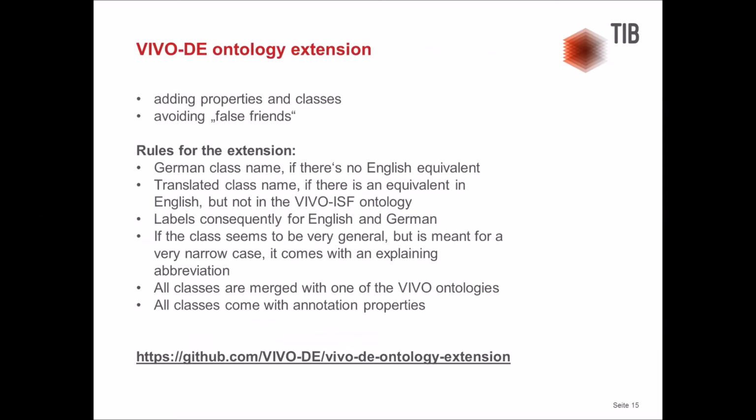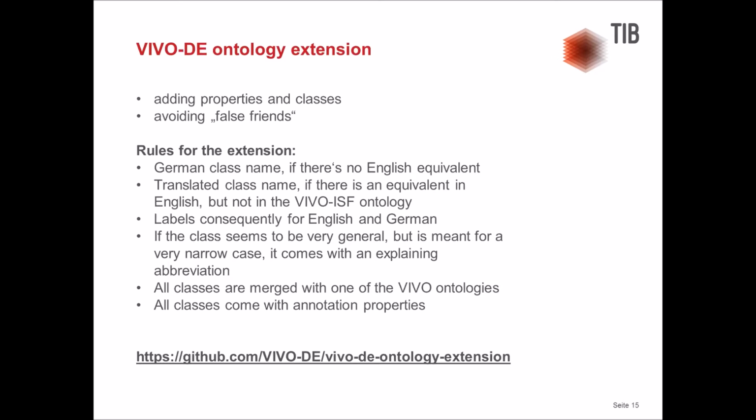The goal of the VIVO ontology means one of the ontologies that are used in VIVO. We added this and found some rules for the extension. We had to agree on some rules. For example, we take a German class name if there's no English equivalent. We have a translated class name if there is an equivalent in English, but not in the VIVO-ISF ontology. We have both English and German labels. We agreed that this is the minimum we should deliver. So institutions that do not have a German VIVO can at least use the fallback solution, English.